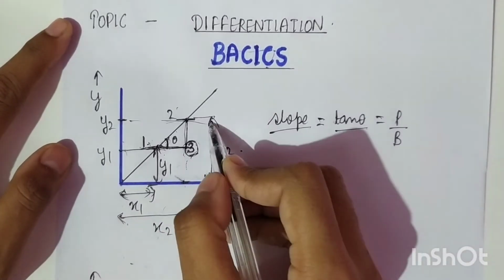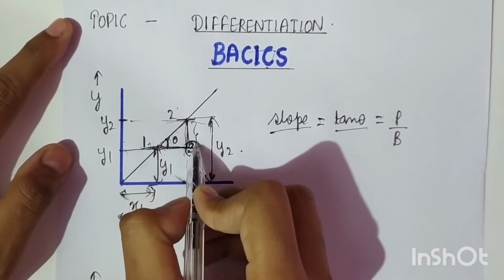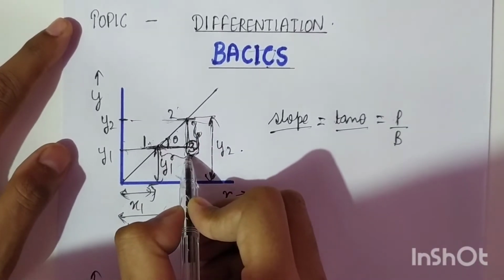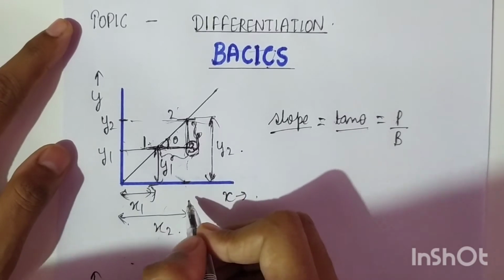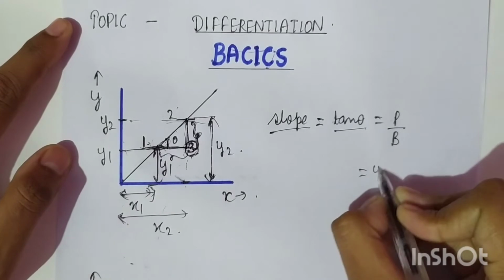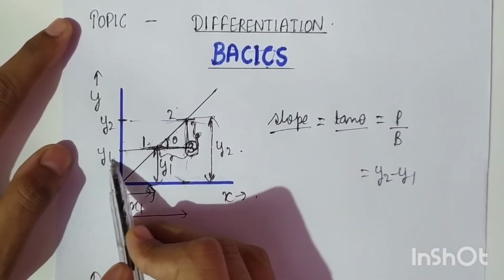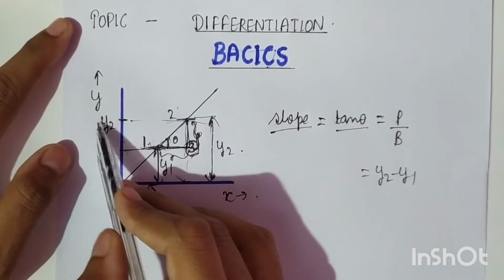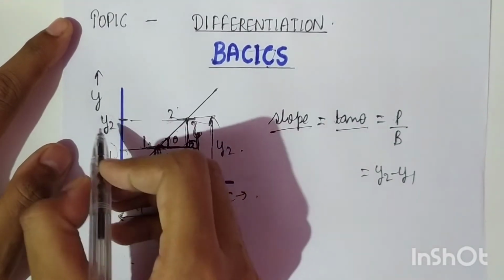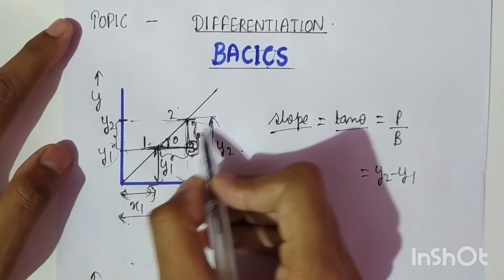Now it is simple. In this triangle, this line is the perpendicular, and this line is the base. What is the perpendicular? It will be y2 minus y1. See, y2 is this point and y1 is this point, and if we subtract y1 from y2, we get this part. This is the distance between 2 and 3, or we can say the perpendicular.